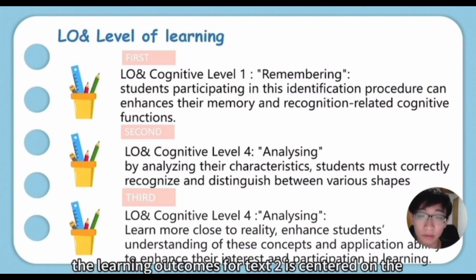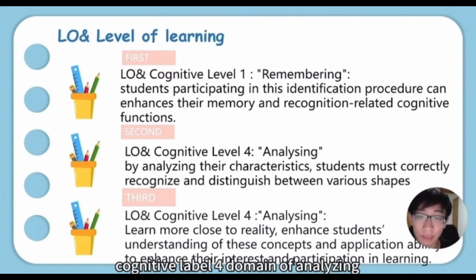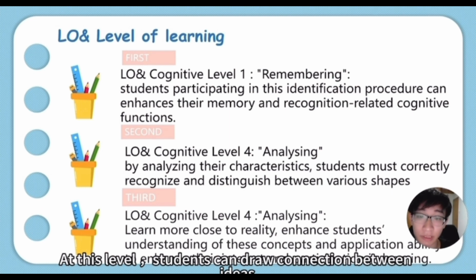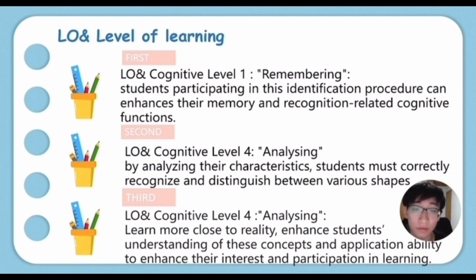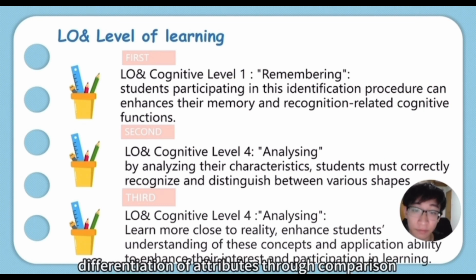Next, the learning outcome for Task 2 is centered on the cognitive level 4 domain of analyzing. Additionally, coded grades is contained in this field. At this level, students can draw connections between ideas. First of all, students need to correctly identify and distinguish the features of the graph according to the symmetry of the shape, the number of edges, and other features. In addition, students need to understand the differentiation of attributes through comparison.